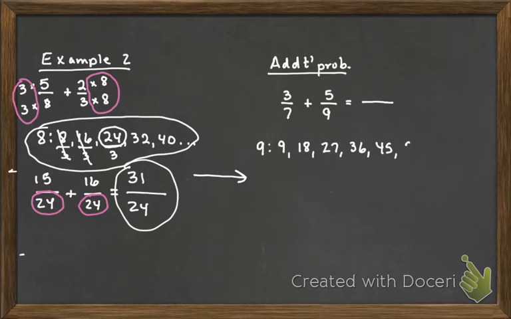sorry guys, 9 times 6, 9 times 7. Well, I know I don't have to go up any farther than that, because 9 times 7 would be the greatest common denominator if I don't find another number that 7 goes into.